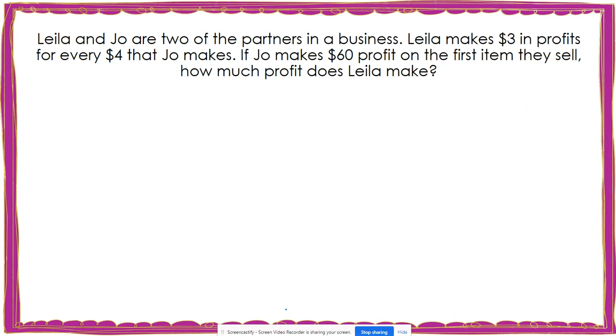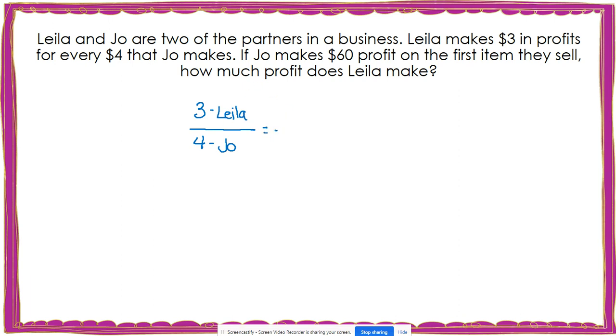For this problem, we see that Leila makes $3 profit, so we can say Leila makes $3 for every $4 that Joe makes. So the proportion that would represent this is $3 to $4. And $3 represents the profit for Leila, $4 represents the profit for Joe.